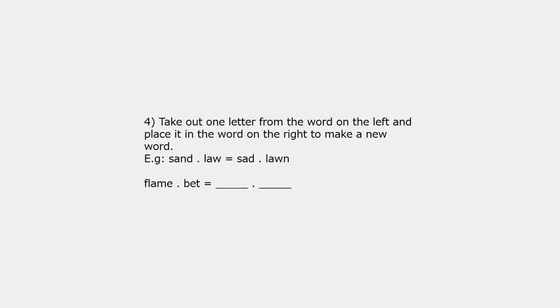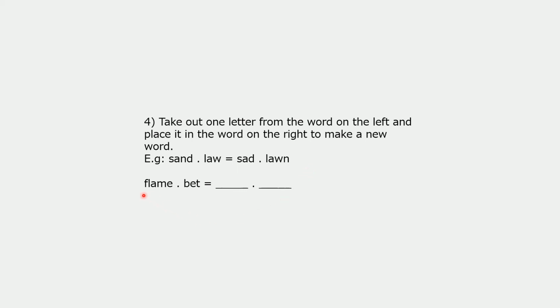Question 4. Take out one letter from the word on the left and place it in the word on the right to make a new word. Example. Sand is to law as sad is to lawn. See, in the example, they've just moved the N from sand to law, which would make it sad and lawn.